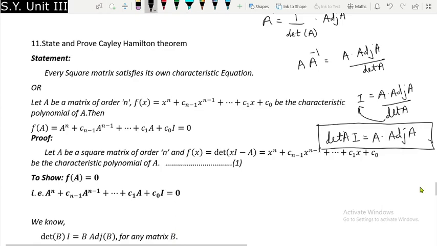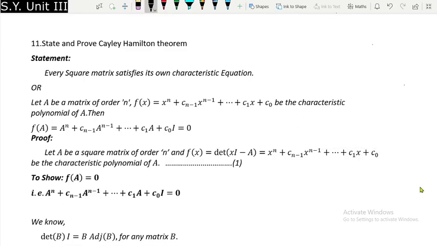Now what I will do is I will put B is equal to xI minus A. First let me erase this. So what you are going to get? Determinant of xI minus A multiplied by I will be equal to B, but I am putting B as what? So xI minus A multiplied by adjoint of xI minus A.